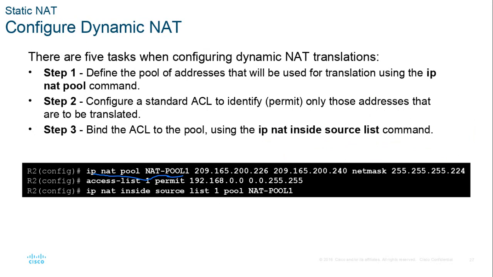And then we're giving the range of addresses that our ISP has assigned to us from the outside world. In this case, it's from 226 to 240, so it looks like we have a bank of 14 addresses from our ISP that we're using internally.